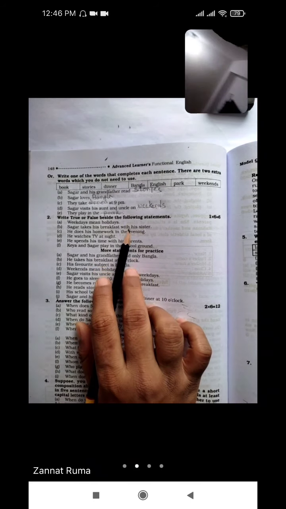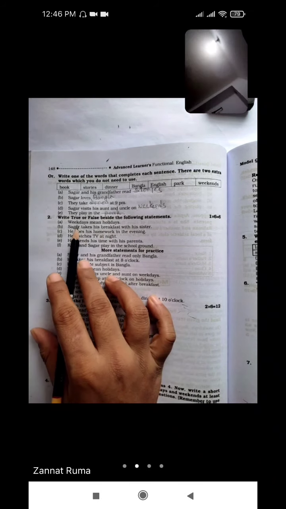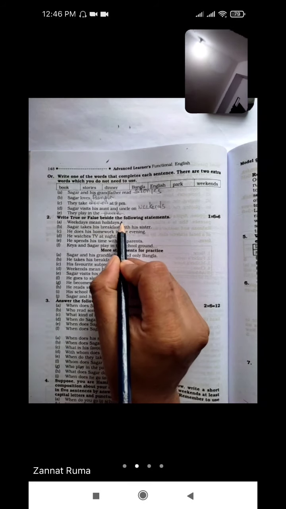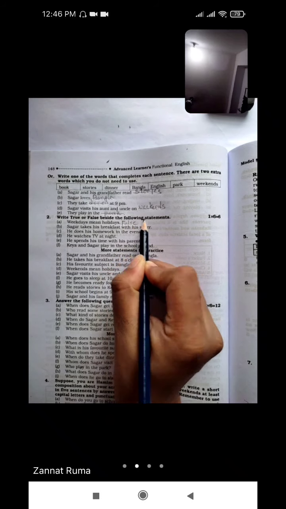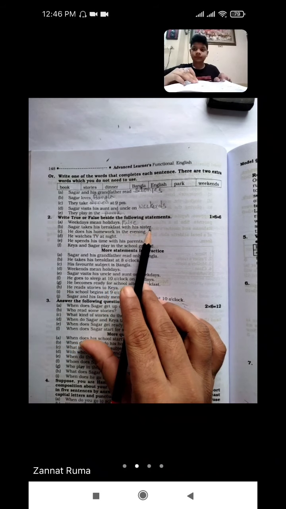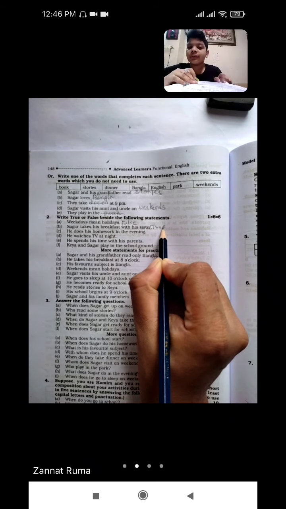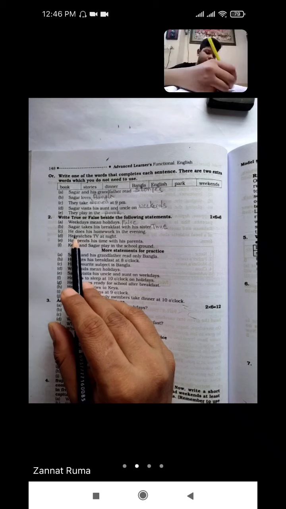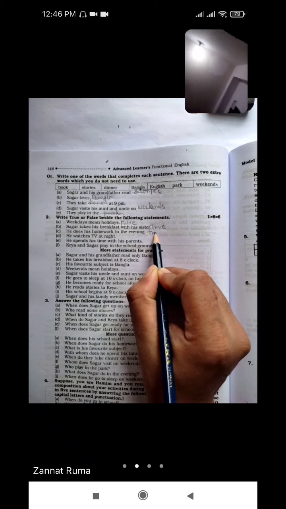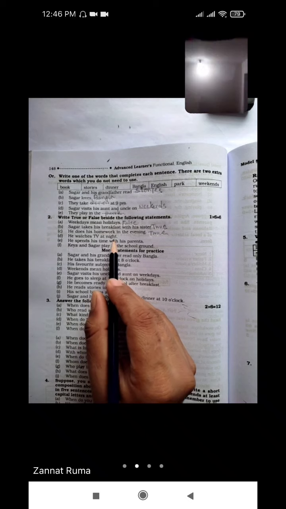That means we need to find out whether it is true or false. Now, you will also help me. Weekdays mean holidays. Is it true or false? False. Okay, next. Shagor takes his breakfast with his sister. Is it true? True. Next, he does his homework in the evening. Is it true or false? True. Good. Next, he watches TV at night.